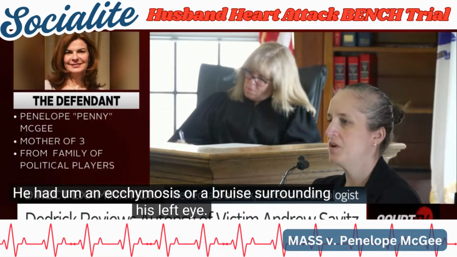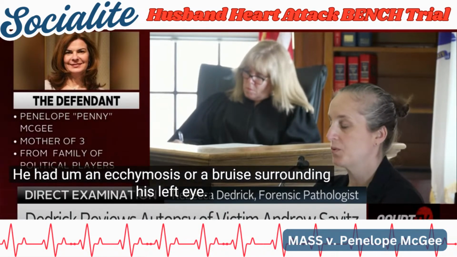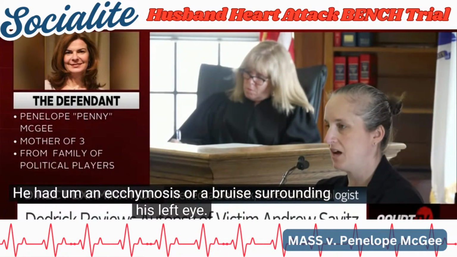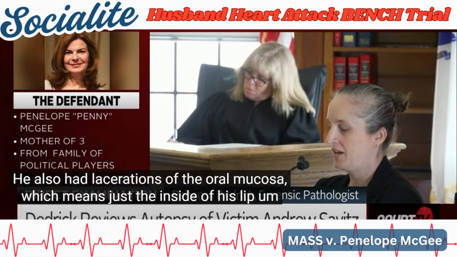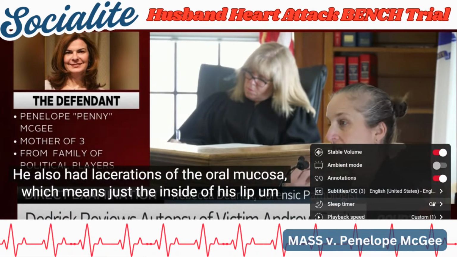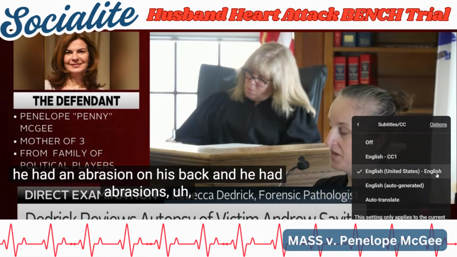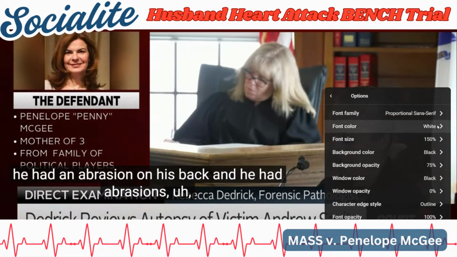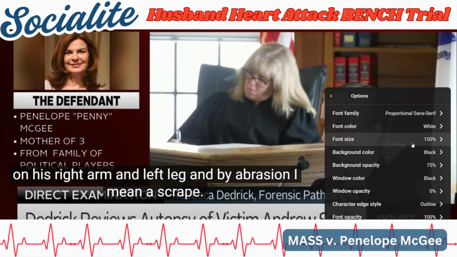He had an ecchymosis or a bruise surrounding his left eye. He also had lacerations of the oral mucosa, which means just the inside of his lip. He had an abrasion on his back, and he had abrasions on his right arm and left leg. And by abrasion, I mean a scrape.